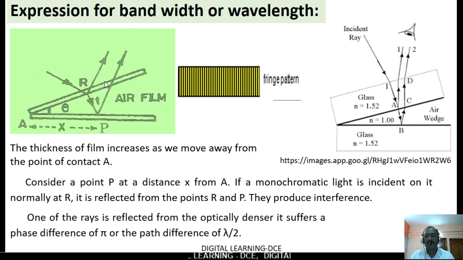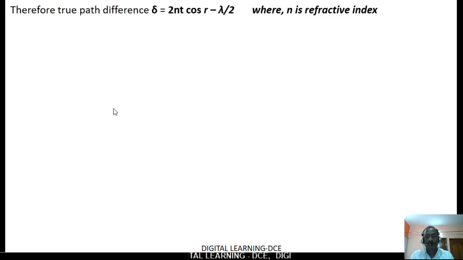One of the rays is reflected from the optically denser medium. It suffers a phase change of 180 degrees or path difference of lambda by 2. Here the ray is reflected from the optically denser medium. It suffers the phase change of 180 degrees, as in the diagram. Therefore, the true path difference should be 2nt cos r minus lambda by 2, where n is the refractive index. We already derived this true path difference in the thin film interference in the previous video lecture.